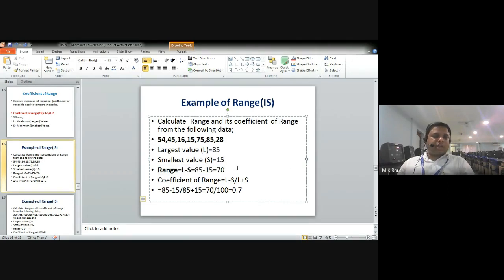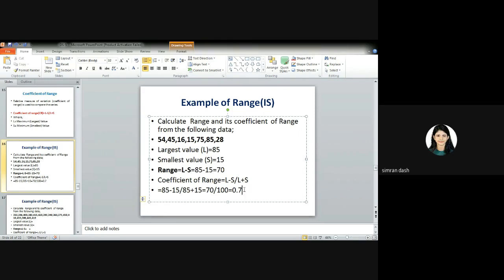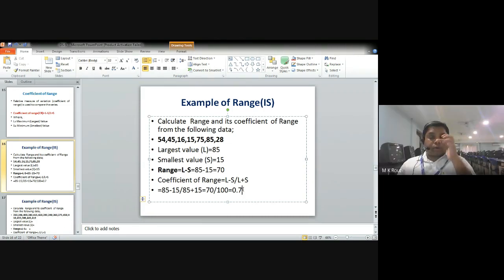If you calculate the coefficient of range using the formula (L - S) divided by (L + S), with 85 as the largest number and 15 as the smallest, that is (85 - 15) divided by (85 + 15), which equals 0.7. That is the coefficient of range. Is it clear to all? Yes, sir. Just make a note, especially for short notes or 2-mark questions, this type of question will appear in the semester exam.